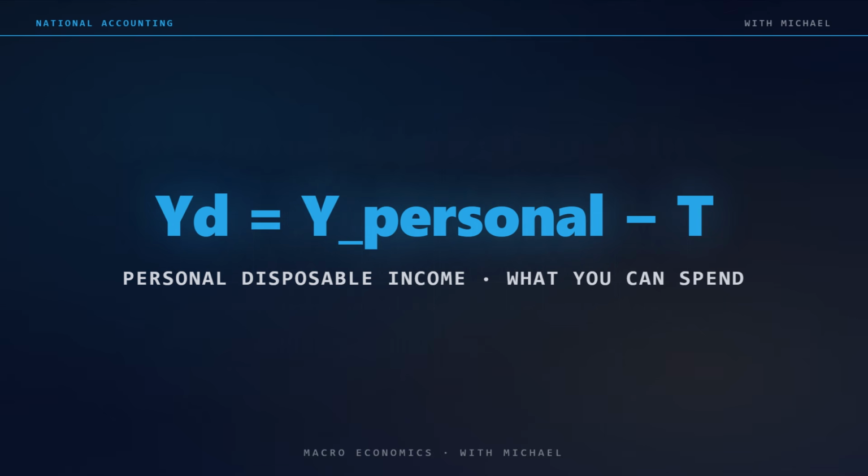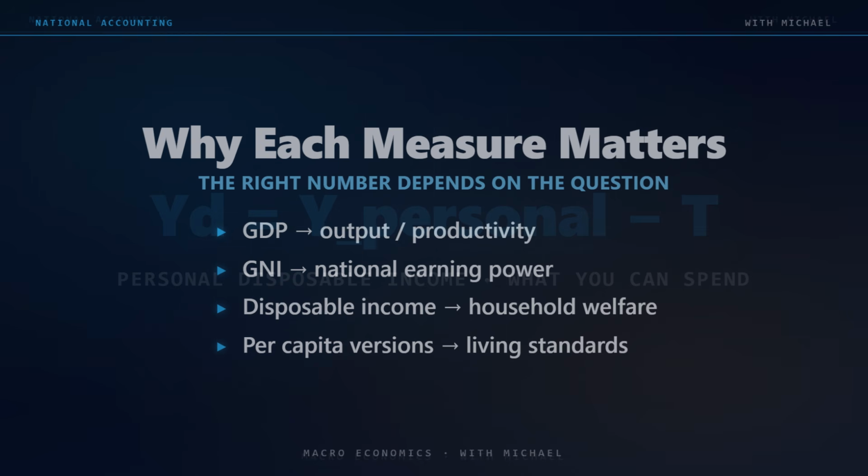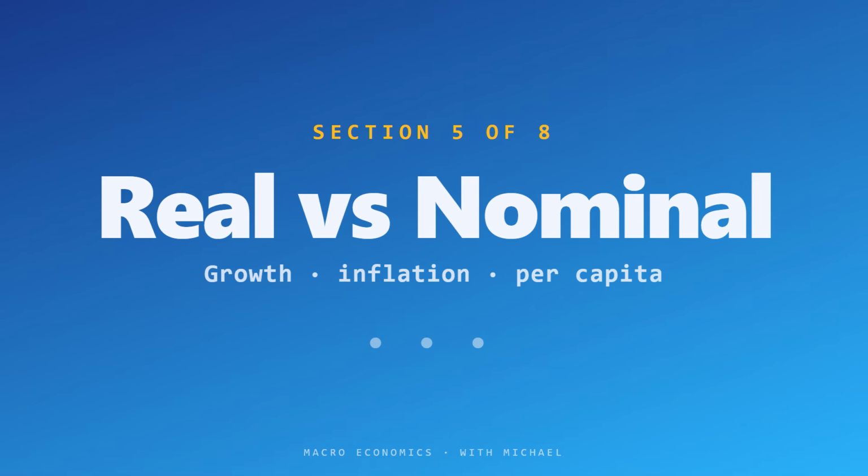The distinction between GDP, GNI, national income, personal income, and disposable income matters because each measures something different. GDP measures production. GNI measures national income. Personal disposable income measures household purchasing power. For policy analysis, the right measure depends on the question being asked. For productivity studies, you want GDP. For welfare comparisons, you want disposable income per capita.